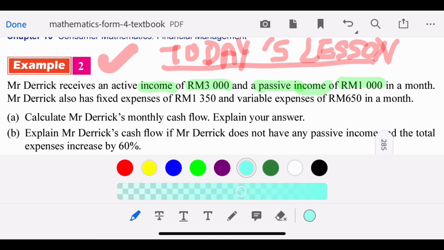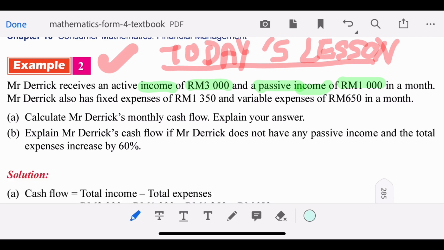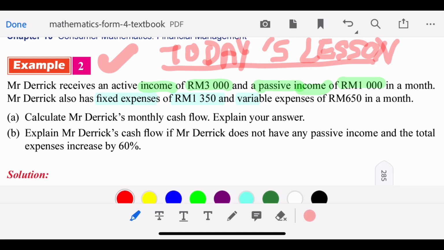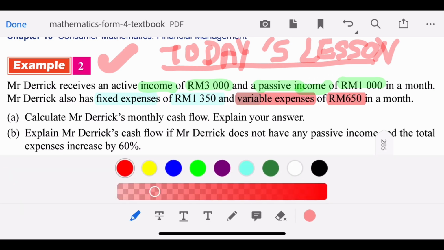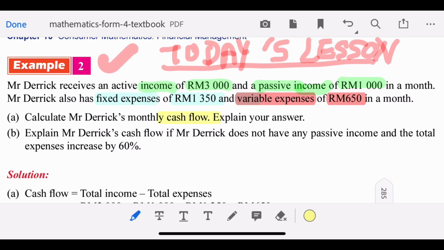Then for the next sentence, we will highlight the keyword expenses. Expenses have two types. One is fixed expenses, the other one is variable expenses. But they are expenses. So we highlight using another color. We highlight the amount 1,350, and the amount of 650 for the variable expenses. We use a red color because red color normally means something that you have to minus. So we want to differentiate between something that you need to plus and something that you need to minus using two different colors.